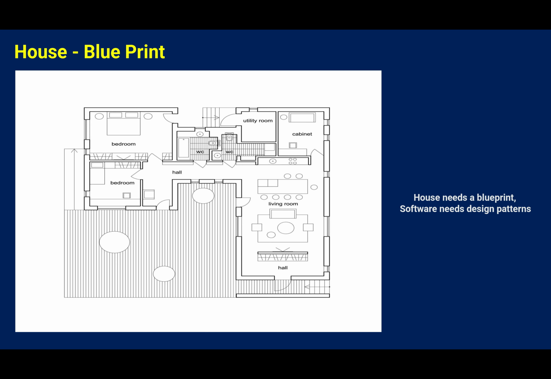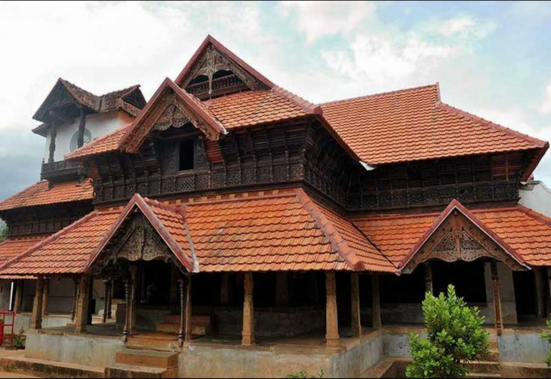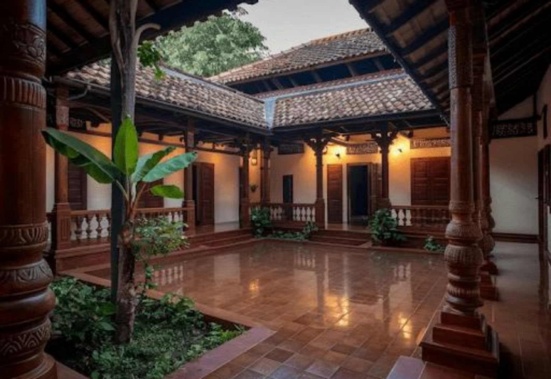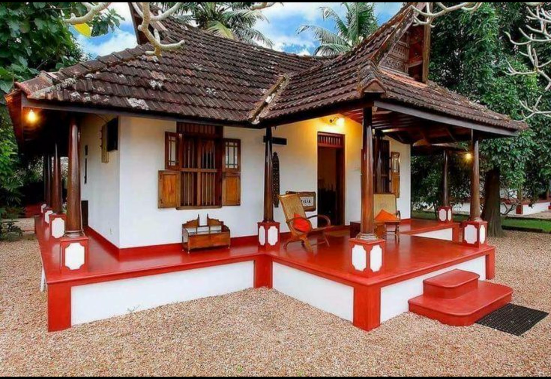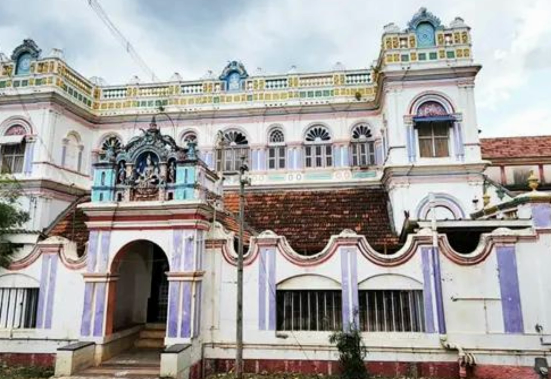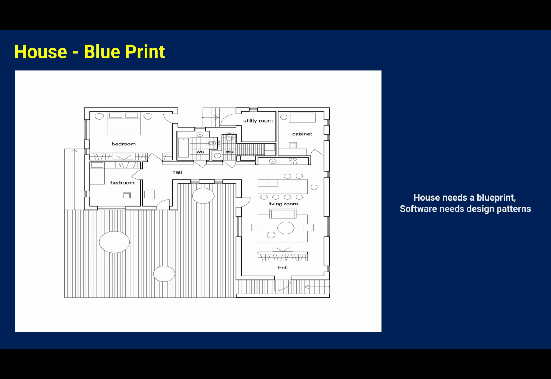Think of it like this. When you want to build a new house, first you decide the design, then you start the construction, right? For example, you may choose a Kerala style house or Andhra style house or Tamil Nadu style house or Karnataka style house or even a traditional old style design. Before starting a new construction, you don't directly build the house, right? First, you finalize the design or blueprint. Based on that design, the construction work begins.